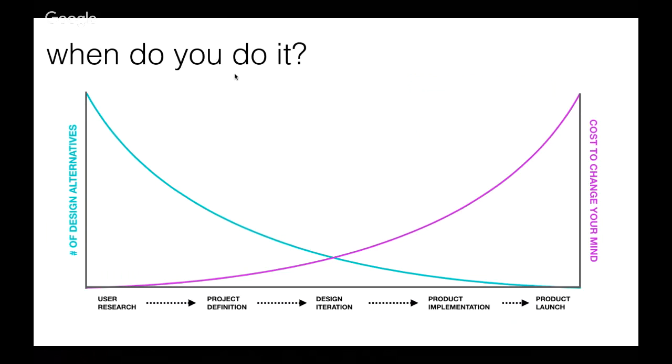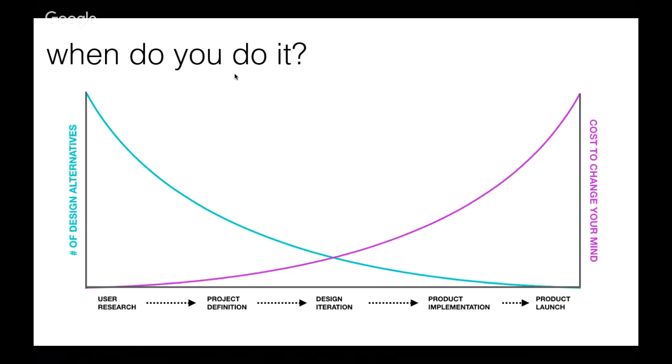Another thing that I get asked a lot is, okay, well, user research, finding out what users want, when do I do it? Well, the answer is as early and as often as possible. What this chart shows is that when you're early, let's just say you're starting a company or an advocacy organization, you have the highest amount of design alternatives. You've never built anything. Everything is a weird mix of soft ideas. You can do whatever you want.